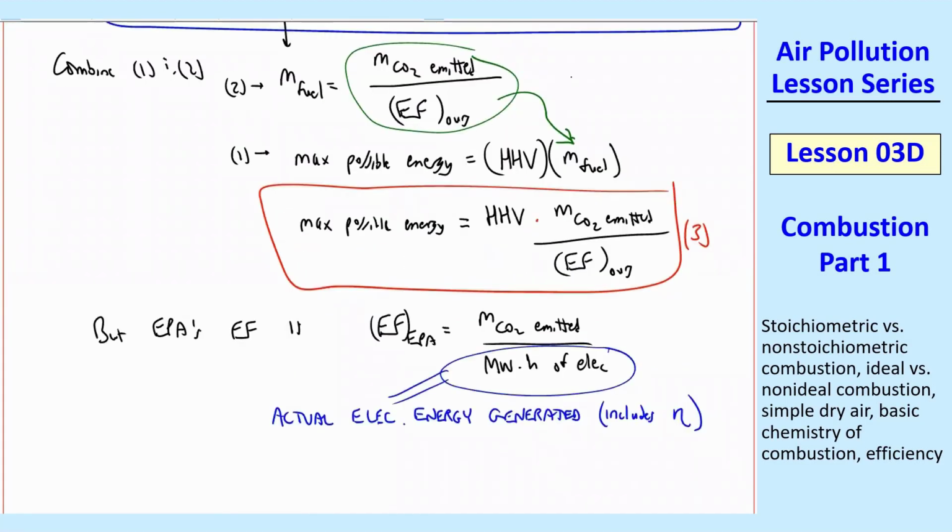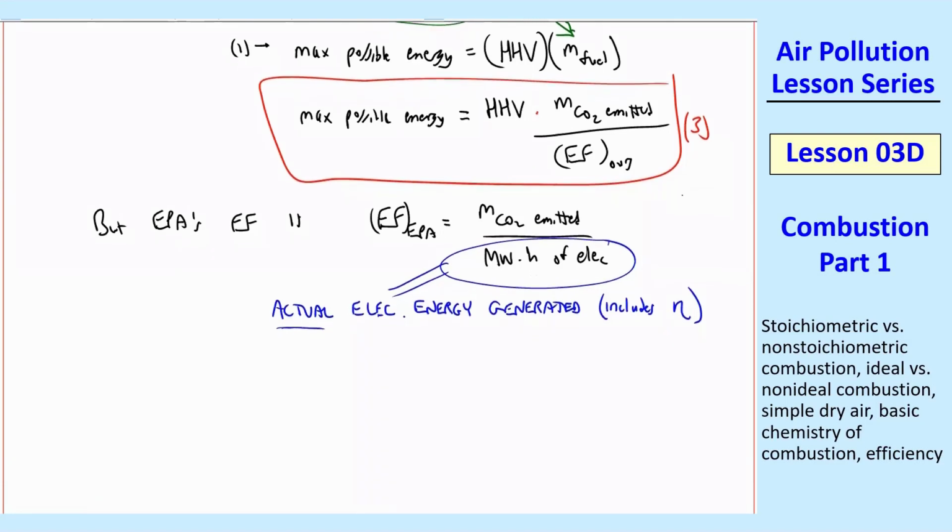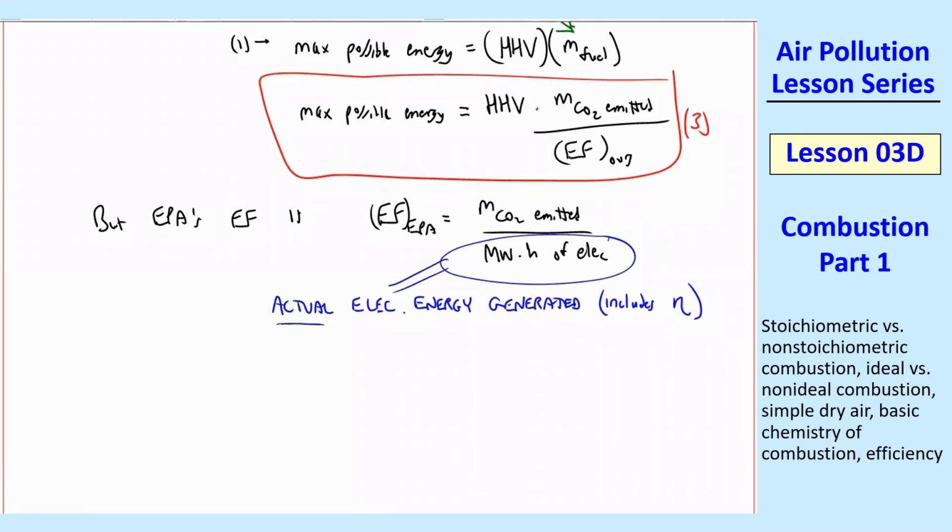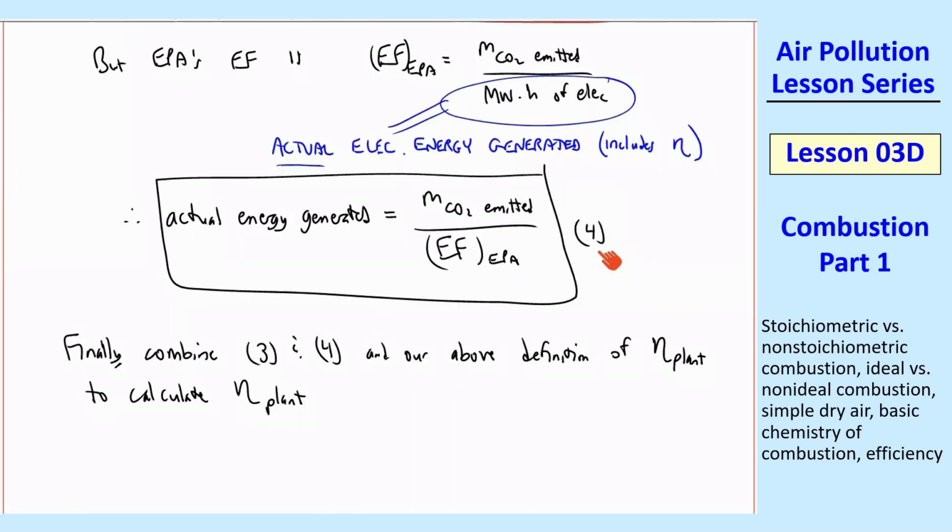And EPA's EF is in terms of mass of CO2 emitted per megawatt hour of electricity. And that denominator is the actual electric energy generated, because it includes the efficiency of the power plant. So we can combine these things to get this result. Then finally, I generated equation 4, which is the actual energy generated by the power plant would be M CO2 emitted over EF EPA from this equation.